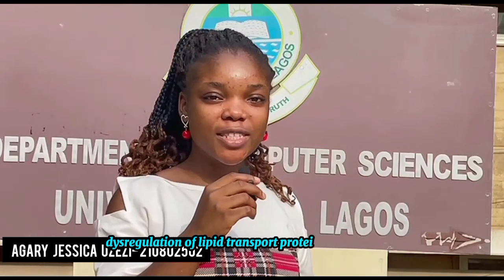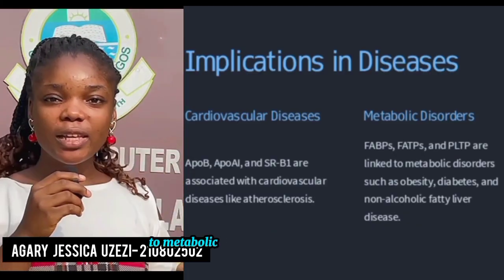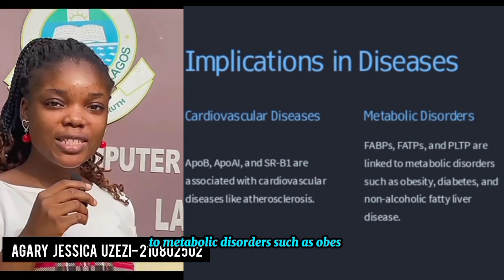This regulation of lipid transport proteins is implicated in various diseases. ApoB, ApoAI, and SRB1 are linked to cardiovascular diseases such as atherosclerosis. FABPs, FATPs, and PLTP are linked to metabolic disorders such as obesity, diabetes, and non-alcoholic fatty liver diseases.